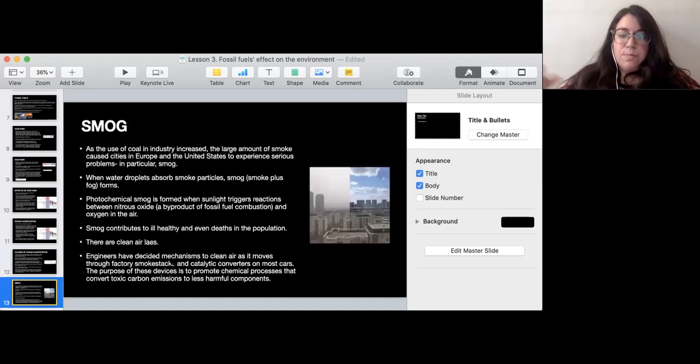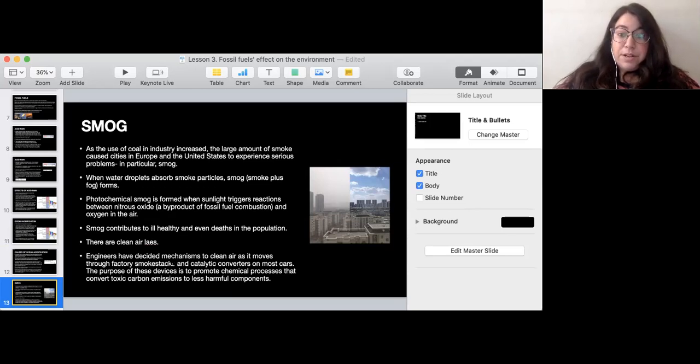And smoke. When people use a lot of coal, carbon, and release it to the air, it causes problems, especially in cities, and it causes smog. Smog is when water droplets absorb smoke particles, so smoke plus fog, and it's a problem because it makes people sick, it affects their health, even people die because of smoke.